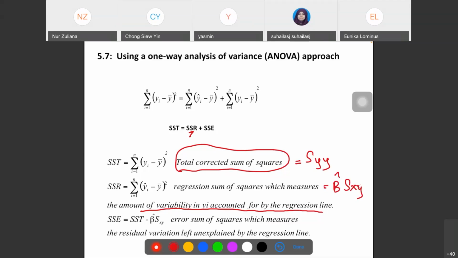So last, you want to compute your sum square error. So sum square error is sum square total minus beta hat SXY, ataupun sum square total minus your sum square regression, SSR. So that is your sum square error, which means the residual variation left unexplained by the regression line.